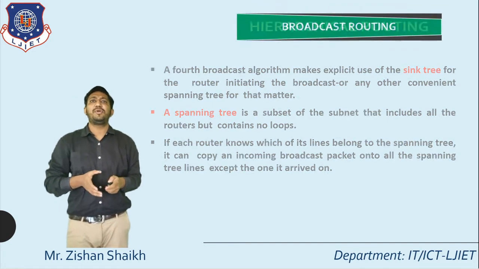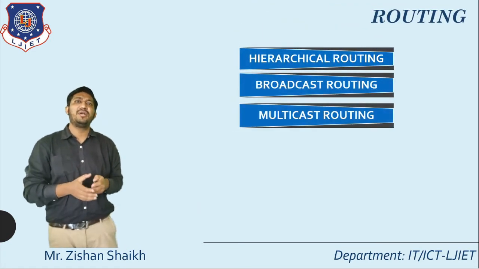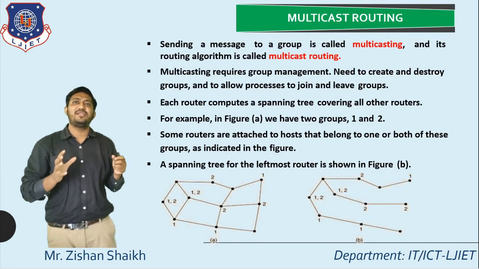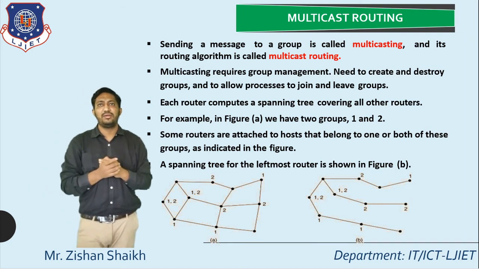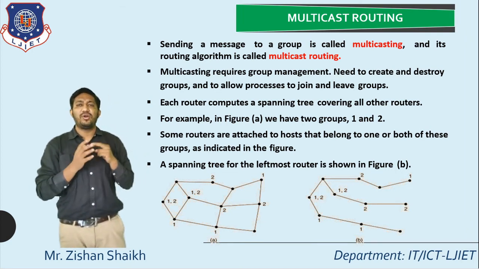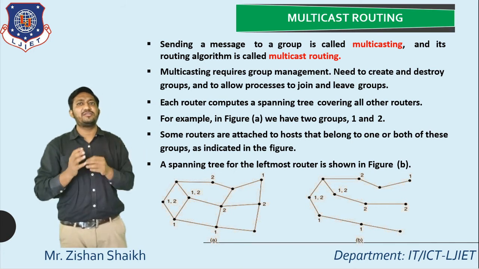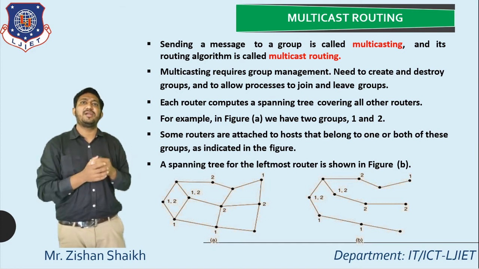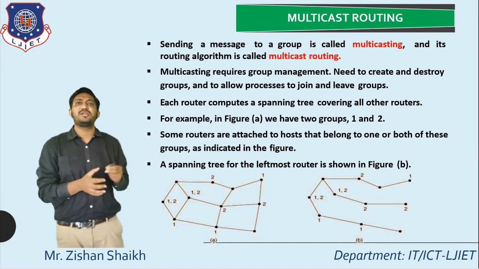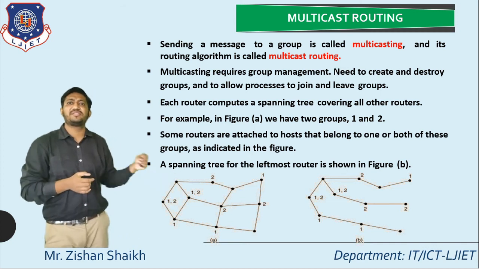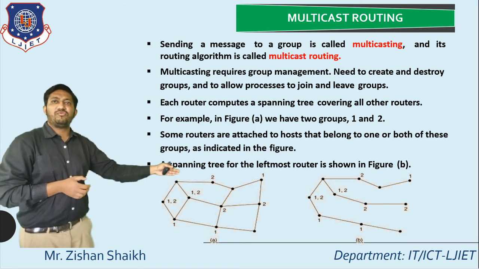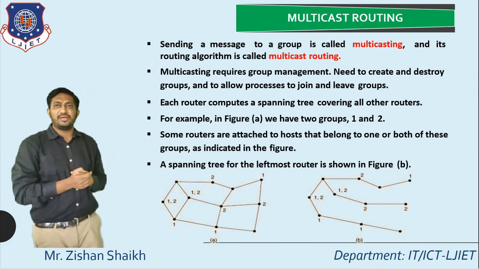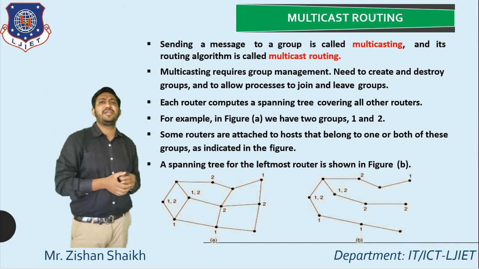Now the last topic of this unit is multicast routing. When we are talking about multicast routing, we have to send the message to a particular group only. That group is decided first, based on which destinations are interested in receiving those data packets, and the algorithms used are known as multicast routing algorithms. Here an example is given, 1 2 1 2 1, which indicates the groups of destinations that are interested in receiving the data.